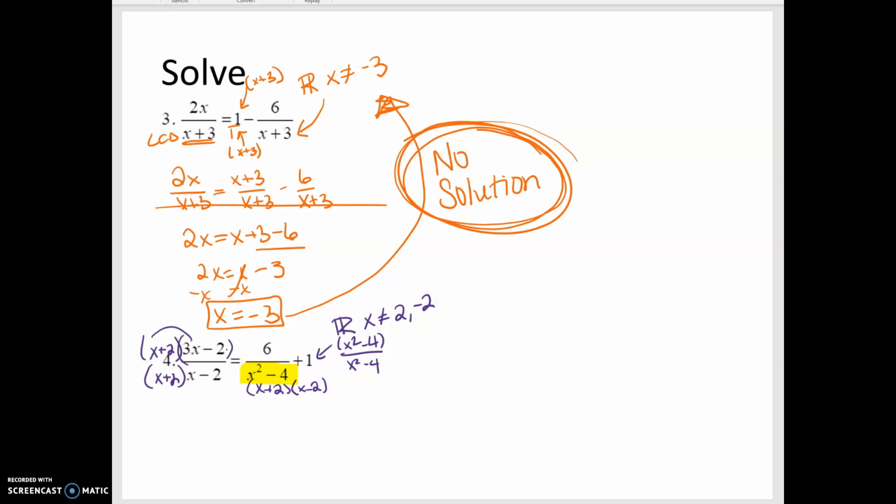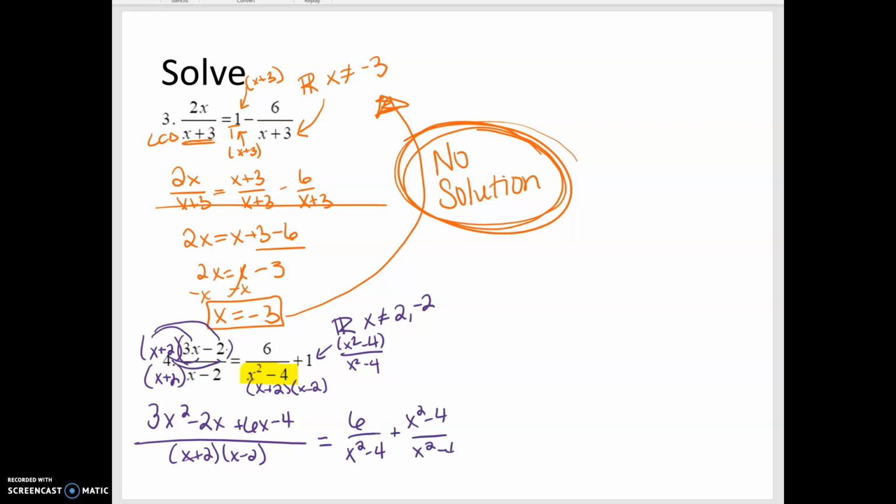Okay, remember I am going to have to FOIL over here on the left-hand side. So this ends up with 3x squared minus 2x plus 6x minus 4 over x plus 2, x minus 2 equals, okay, this part's fine, so it's going to stay that way, x squared minus 4 on the bottom. And then we have an x squared minus 4 over an x squared minus 4. Okay, our denominators are all the same now, so those are gone, they cancel. I get 3x squared minus 2x plus 6x minus 4 equals 6 plus x squared minus 4.